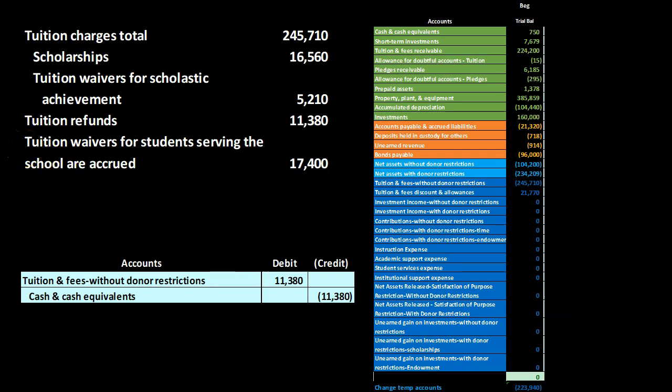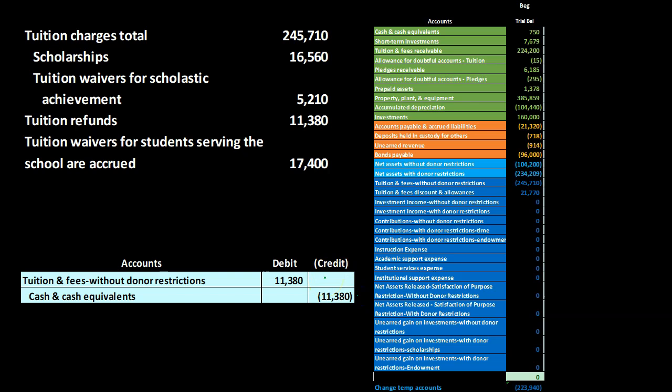So we have a tuition refund. That's going to be this item. That means that we're going to credit cash. We're going to say that cash had been received. We are now refunding it. Cash is cash. Cash is going to do what cash does. Cash is going to be a credit. So we're going to credit cash. Where's the debit going to go to?